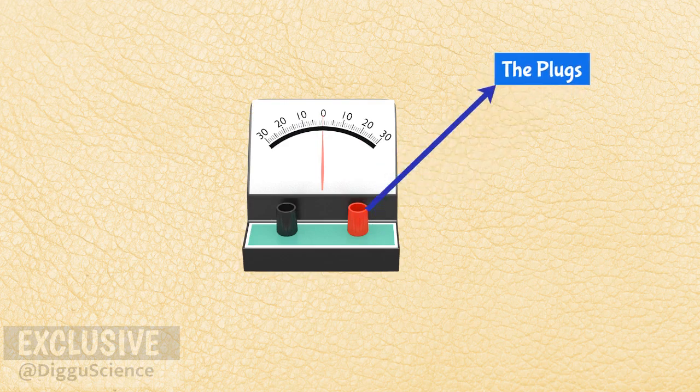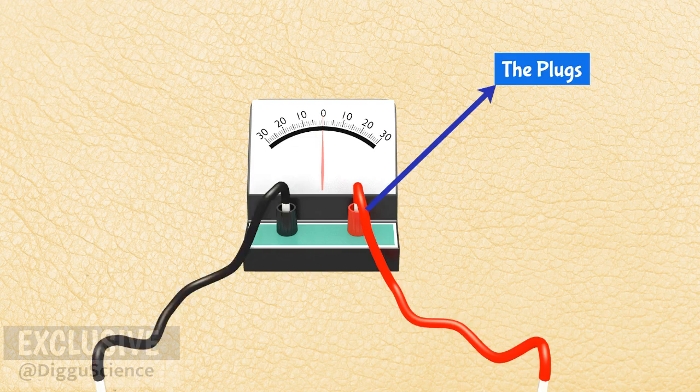First, there are the plugs. These plugs are intentionally colored differently so we can tell whether the current entering the galvanometer is coming from the red or black plug. Therefore, in practice, the red wire will be connected to the red plug, and the black wire will be connected to the black plug.